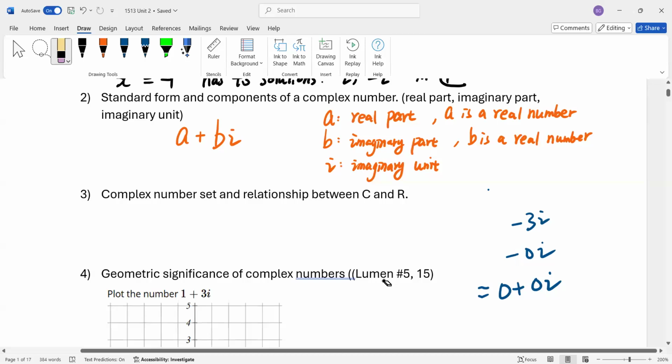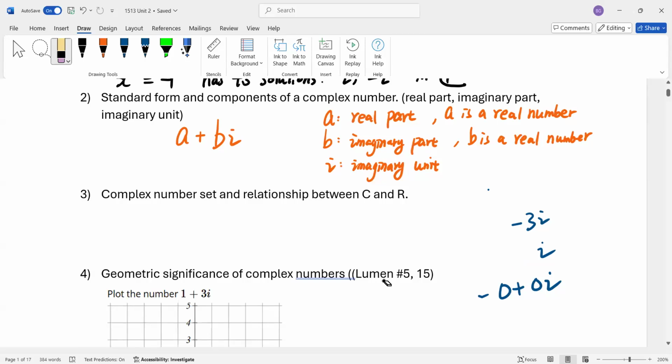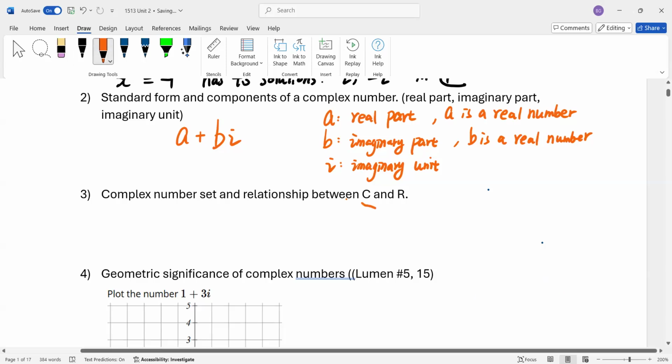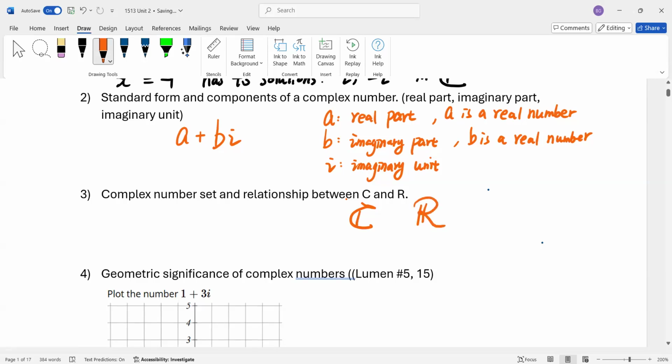Number 3 here, complex number set and the relationship between C and R. C here is supposed to be a fancy C. R here is supposed to be a fancy R. C here represents the complex number set. R here represents the real number set. And the complex number set is just defined as the set of all complex numbers. Oh, sorry, I wrote in the wrong place. Complex number set C is the set of all the complex numbers.